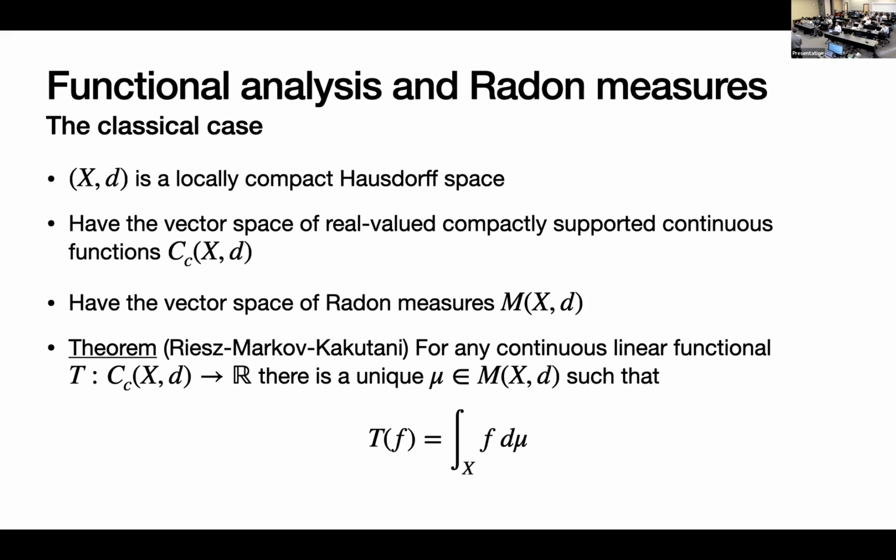And we're interested in looking at real valued, compactly supported continuous functions in this space. Okay, that's a vector space. It has a linear structure. So that's one vector space. And then the other vector space is the vector space of measures on this metric space. And it's kind of nice measures. The terminology is the Radon measure.